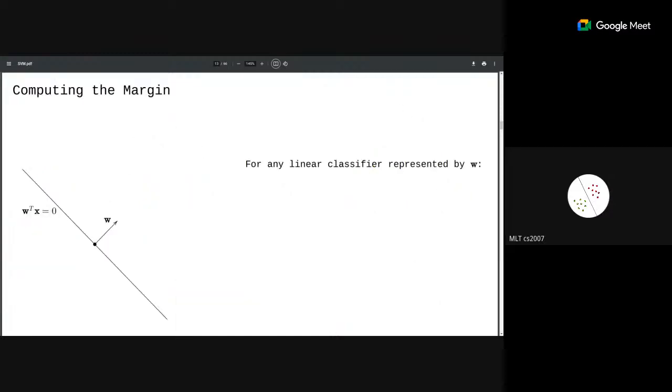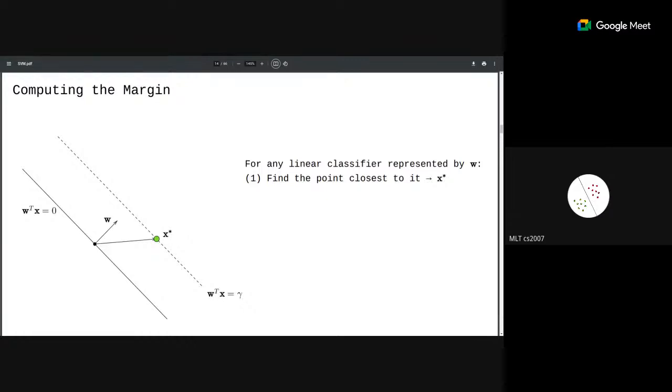So now the entire question depends on the idea of margin, and we have to make this idea more precise, right? For any classifier, every classifier is associated with a weight vector W, right? W transpose X equal to 0 is the decision boundary, and every classifier is associated with a particular weight vector W. And to find the margin, you have to look at the point closest to this classifier.